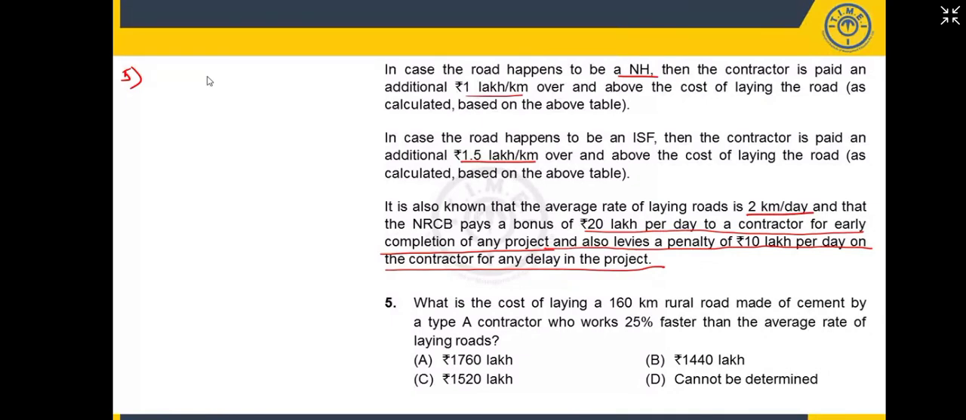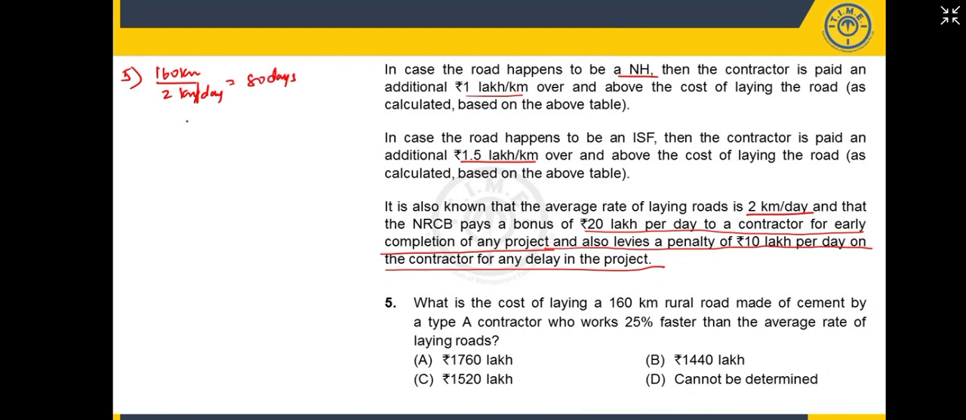What is the cost of laying a 160-kilometer rural road made by cement by a type of contractor who works 25% faster than the average rate of laying the road? Okay, 25% faster. Now, actually, for the average rate, 160 kilometers, you need to do 2 kilometers per day. That means it should take 80 days to complete the work.